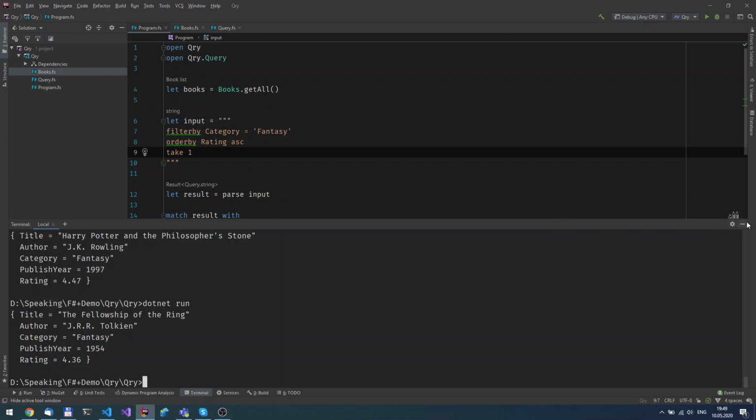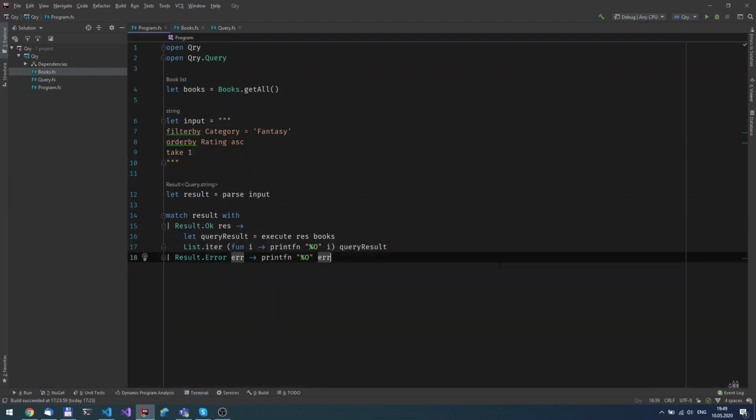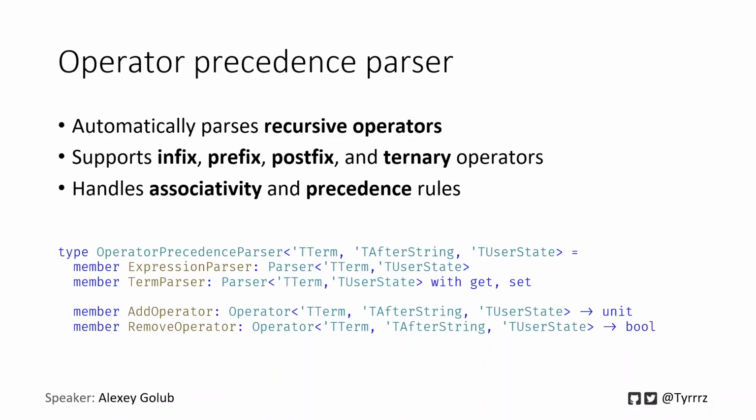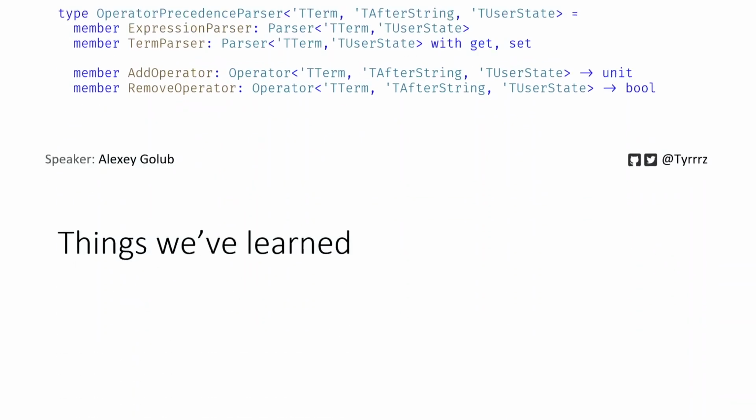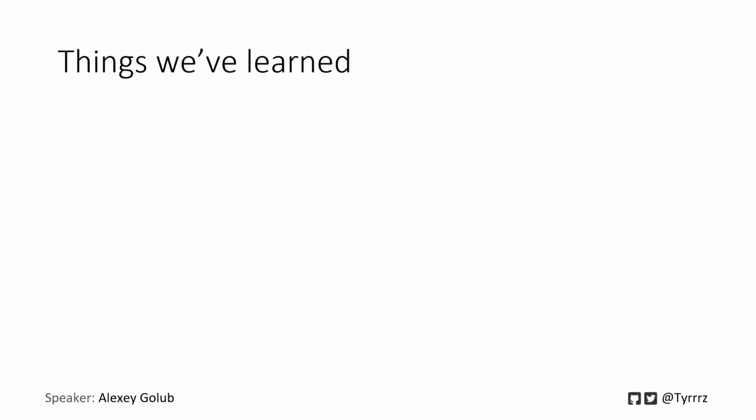So let's go back to the presentation and conclude this talk. Great, so now that we built our parser, we also built an interpreter that takes the result of that parser and evaluates it on any collection of items that we may give it. Since we have done so many things, we've probably learned a lot of things as well.